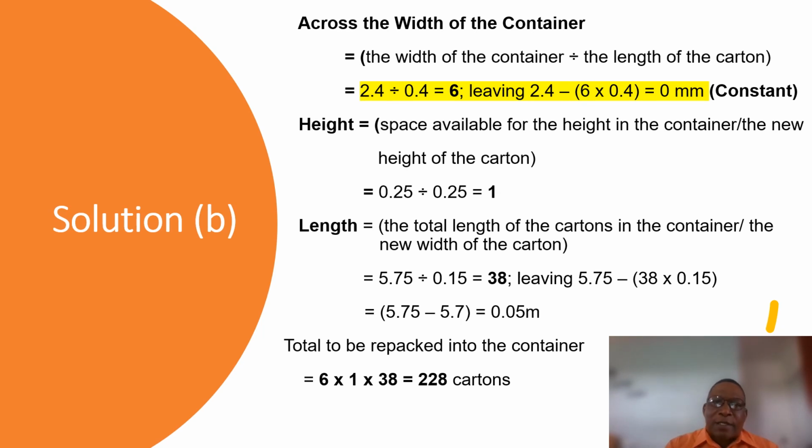Now let us see what part B looks like in terms of number of cartons. The remainder of cartons in the container was 1,932, and we are now going to add 228 to that, and we get 2,160 cartons inside of the container.